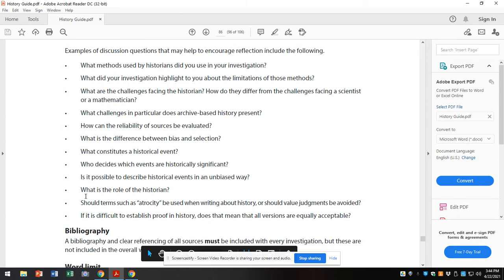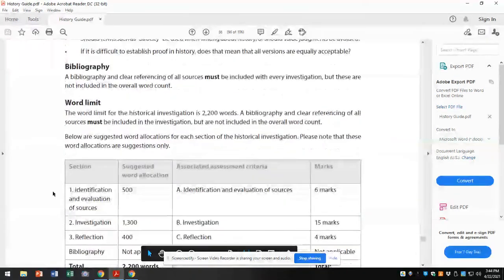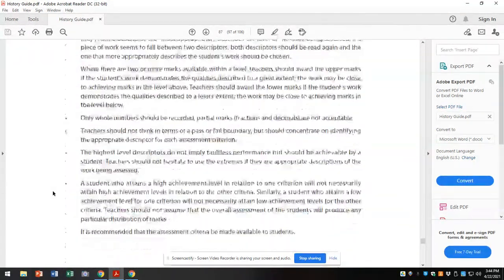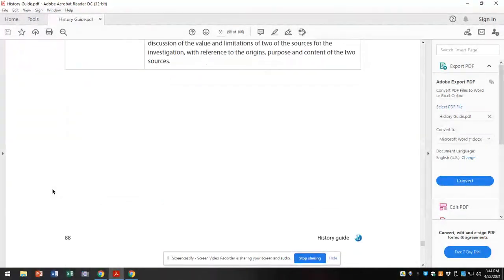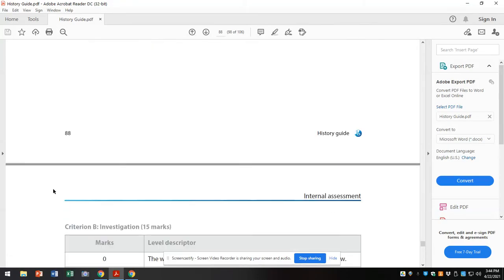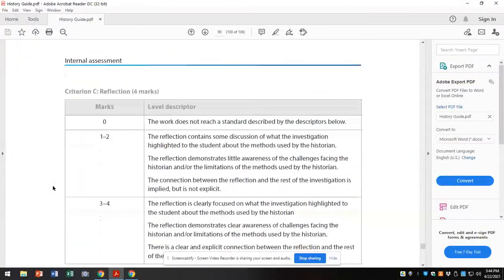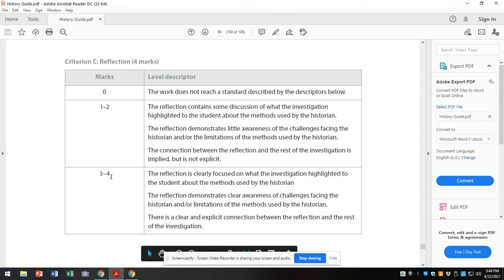So, consider these questions. It's important that, well, let me just scroll down to the rubric for this section. Notice we have a rubric for the OPCVL, for the investigation itself, and for the reflection. And to get to the 3-4 mark band level, do three things. One, the reflection is clearly focused on what the investigation highlighted to the student about the methods used by the historian. Two, the reflection demonstrates a clear awareness of the challenges facing the historian and/or limitations of the methods used by the historian. You're not throwing the baby out with the bathwater. You're saying history is important, but here's why it's difficult.